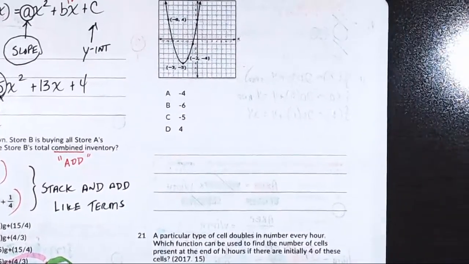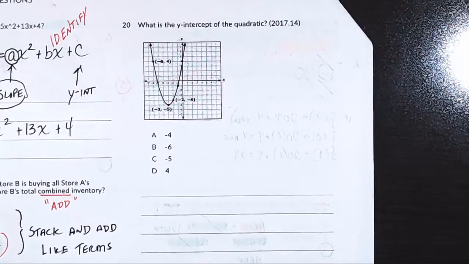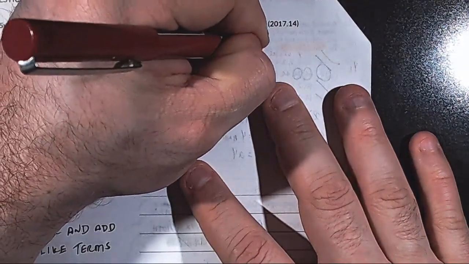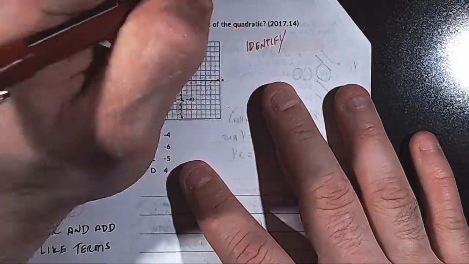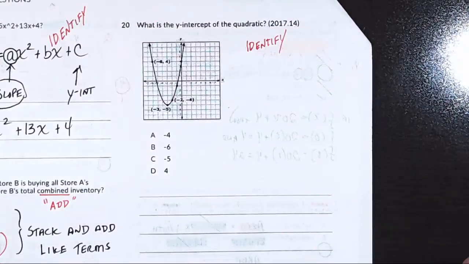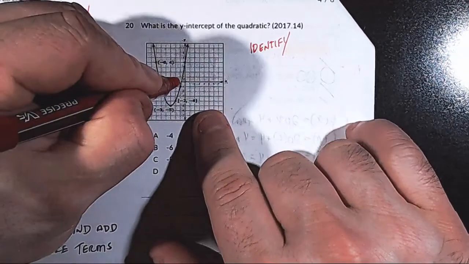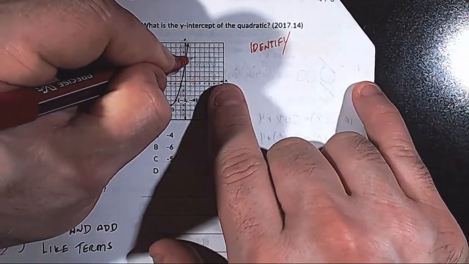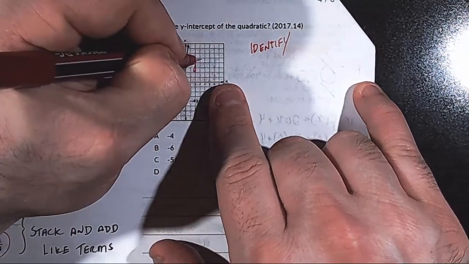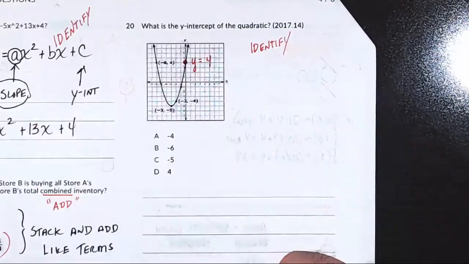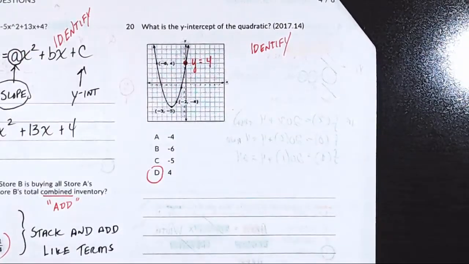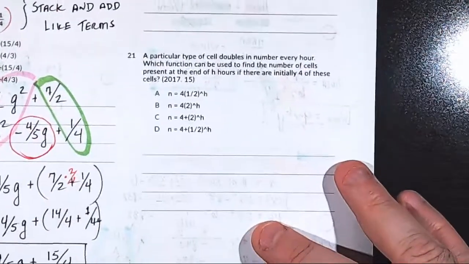Okay, number 20. What is the y-intercept of the quadratic? This is another identify problem. So there's really nothing to compute. I'm just looking over here and I see that it's crossing the y-axis at y equals 4. So 4 is the y-intercept. There's really nothing else to do there on number 20. So we'll jump to number 21.